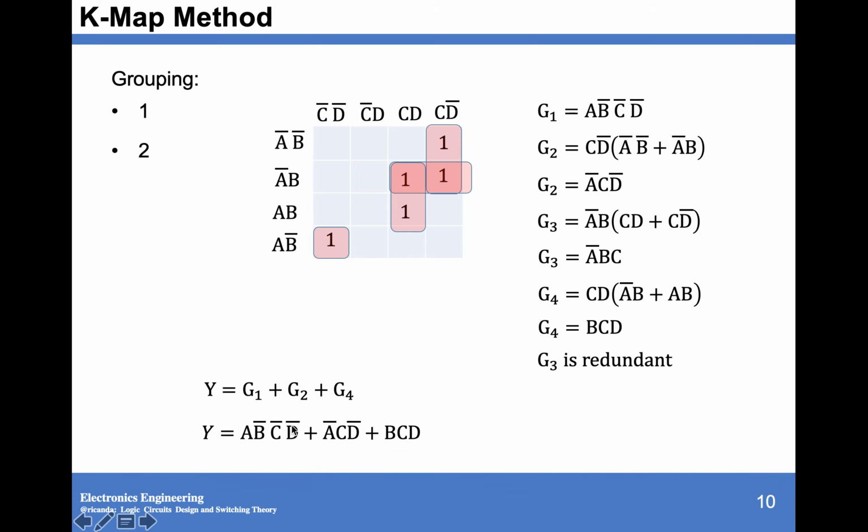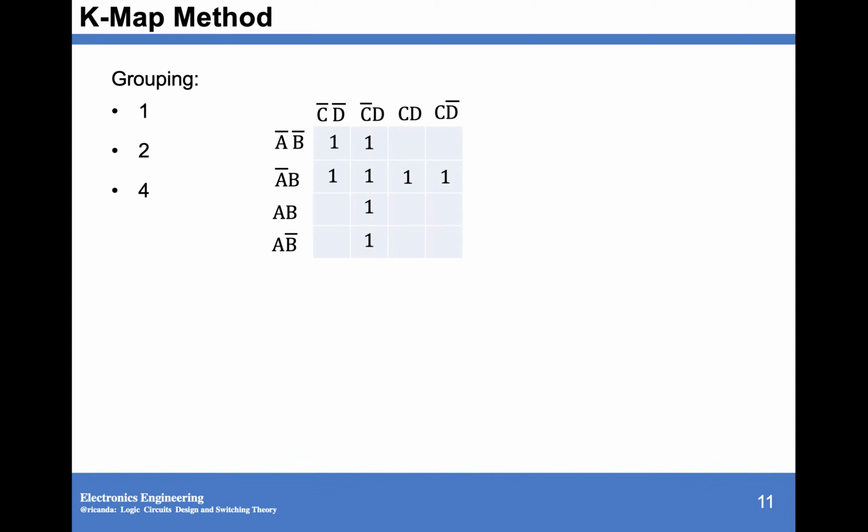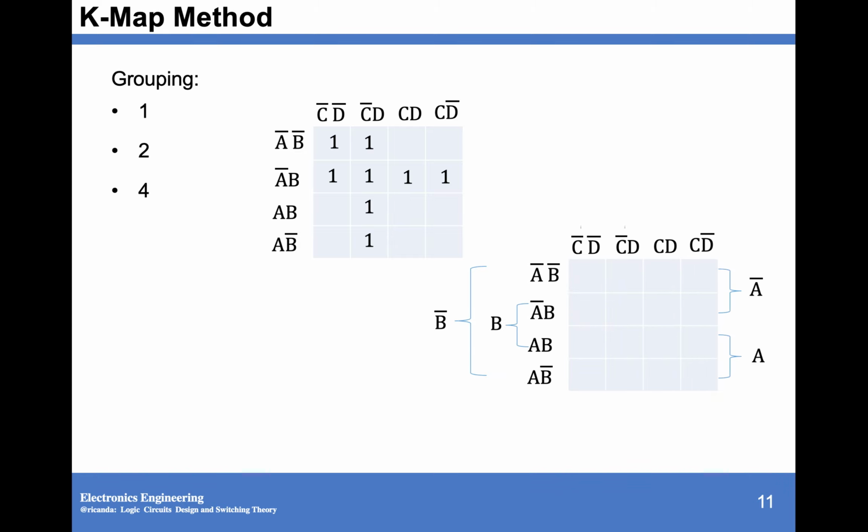If you have 4 variables in your map, with group by 1, no variable will be eliminated. Group by 2, one variable will be eliminated. Group by 4, two variables will be eliminated, and group by 8, three variables will be eliminated.